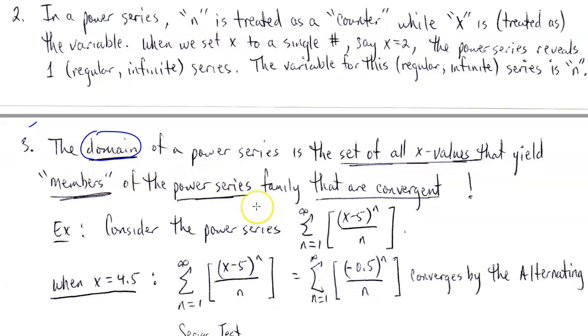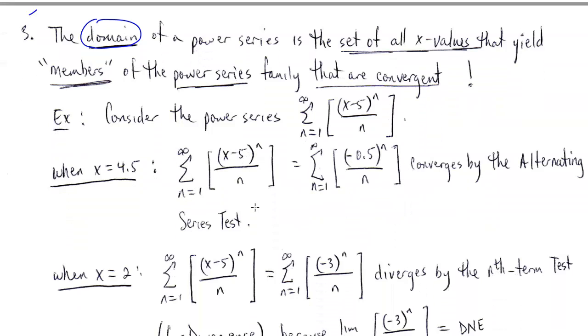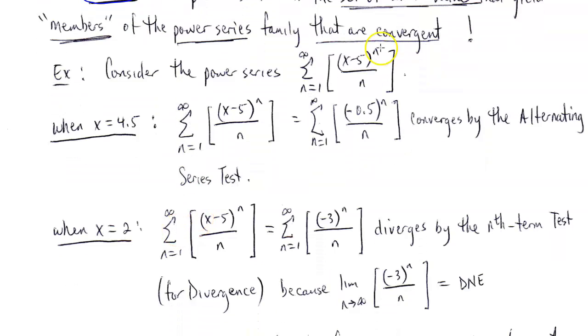And so, again, what is important for us for the power series are the specific members of the family in the power series that actually end up being convergent infinite series. Okay. So we're going to give a few examples here. Let's consider this power series here, where we have sigma notation, n equals 1 to infinity, and inside the summation operator, we have (x minus 5) raised to the n, all that divided by n.